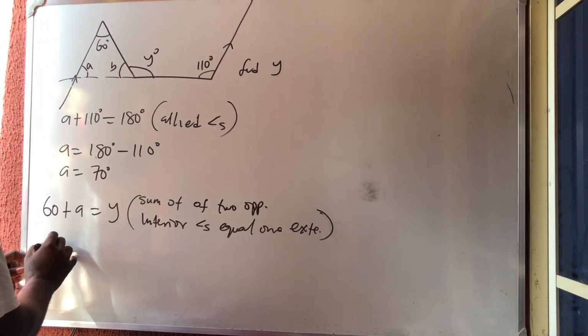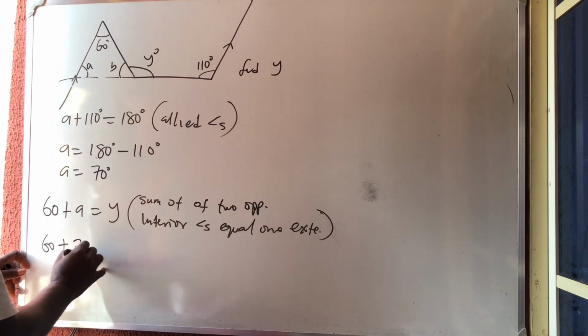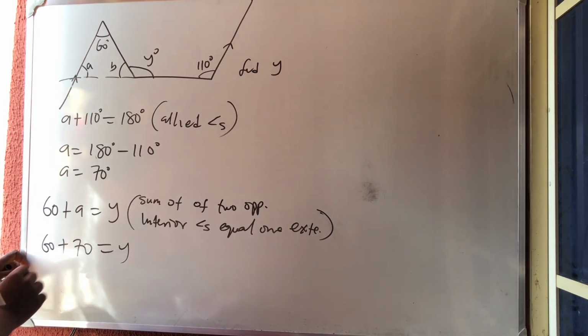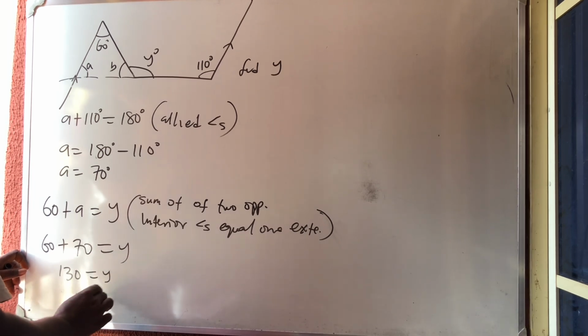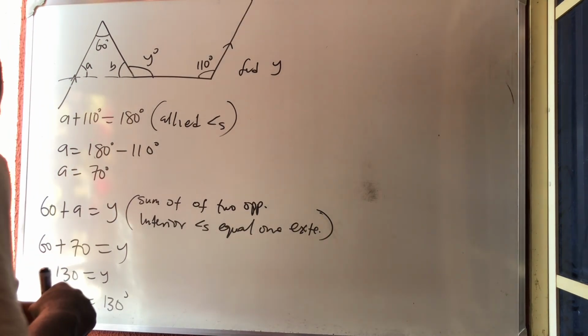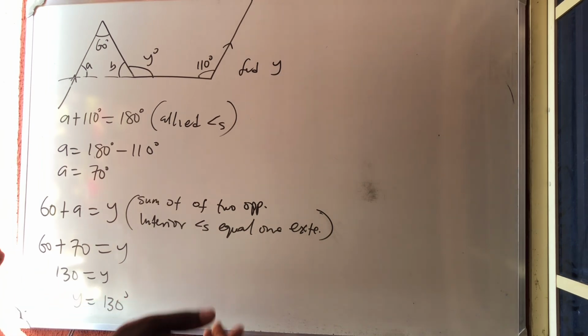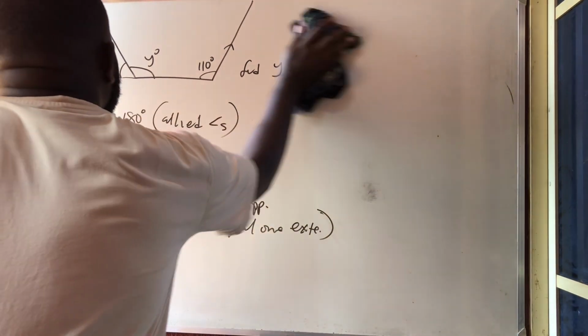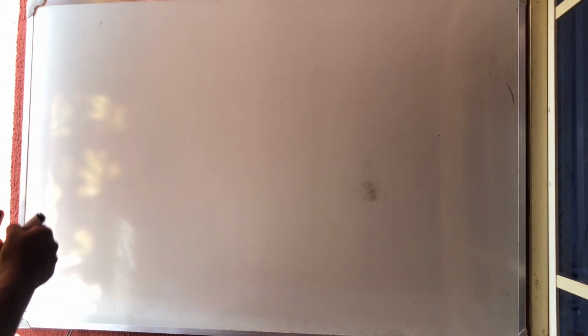So what do we have then? We now have that, so therefore, 60 plus 70 is equal to Y. So 60 plus 70 is 130, which is equal to Y. So therefore my Y is what? 130 degrees. Okay, as simple as that. So let's move to the next one. See, very simple. So there are so many ways to kill a bird. So any method that is okay for you, you can use it.